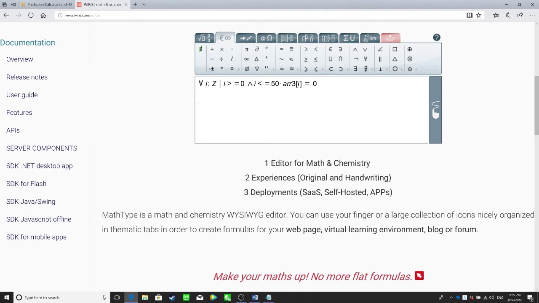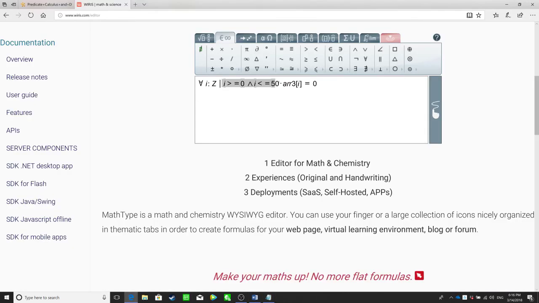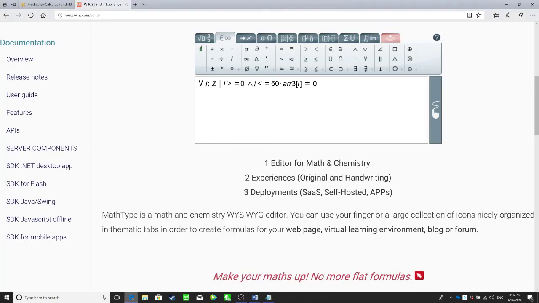Let me explain. First we define for all I, I is an integer, and we give a further constraint there: I is between 1 and 50, because we want to represent the integer array range from 1 to 50. So I is 1 to 50, and we want to satisfy this: array 3 I equals 0. So this means on the entry of this function, array 3 elements are all 0. Does it make sense?